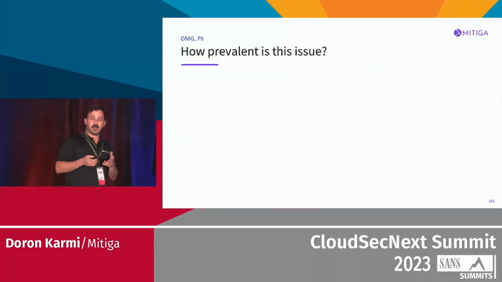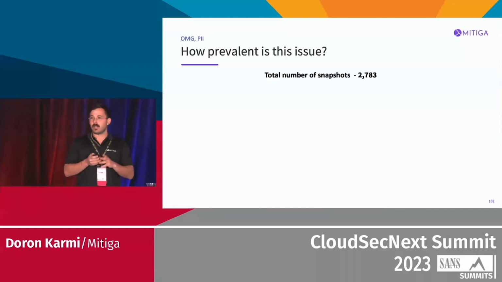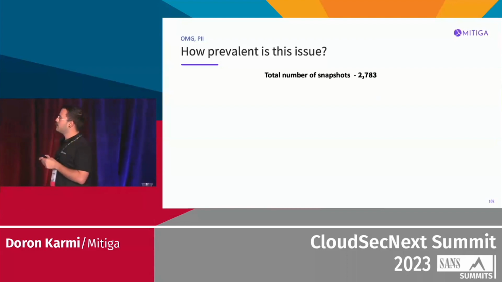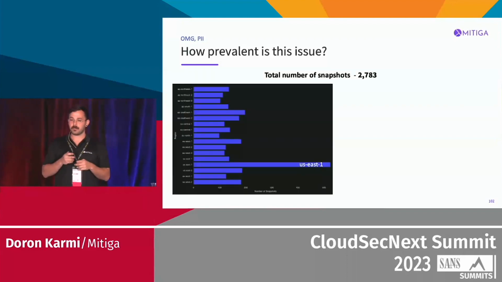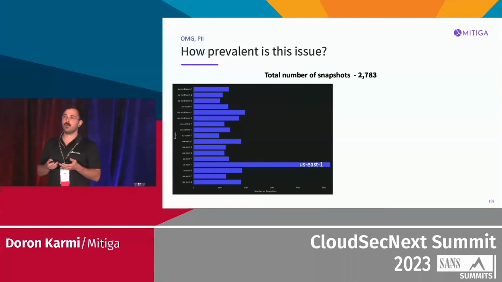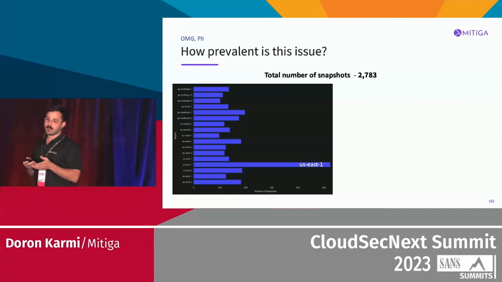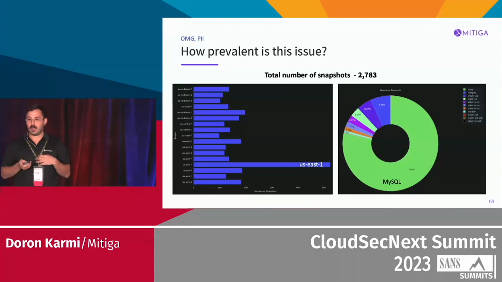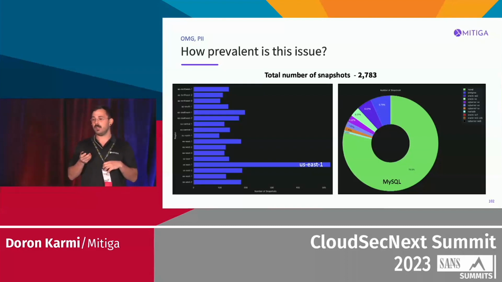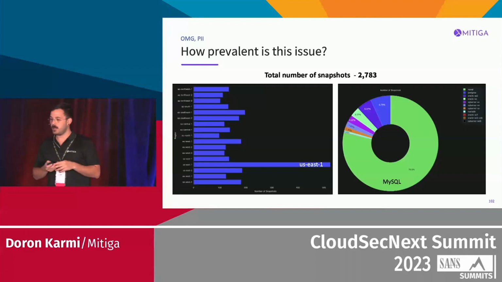These were some examples. Now let's talk about the numbers. The total number of DB snapshots that we found during these 30 days was 2,783. Most of them came from US East 1, which is the default region for AWS, so it makes sense that most of them would be from there. And in terms of the engine of the DB, 78% were MySQL, but we can see representation for other engines like Postgres, MariaDB, and more.